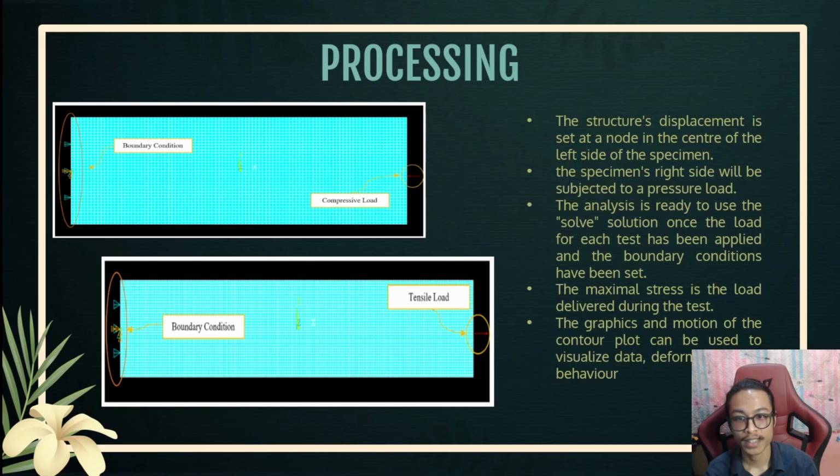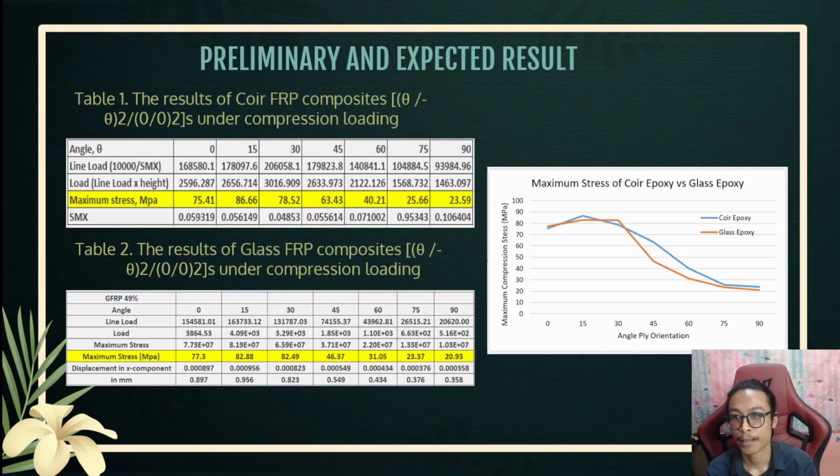In the post-processing, the results of the modeling and simulation will be given. The graphics and motion of contour plot can be used to visualize data, deformation, and behavior. In Ansys, there are 2 types of contour plotting, that is nodal and element solutions. Next is preliminary and expected result.